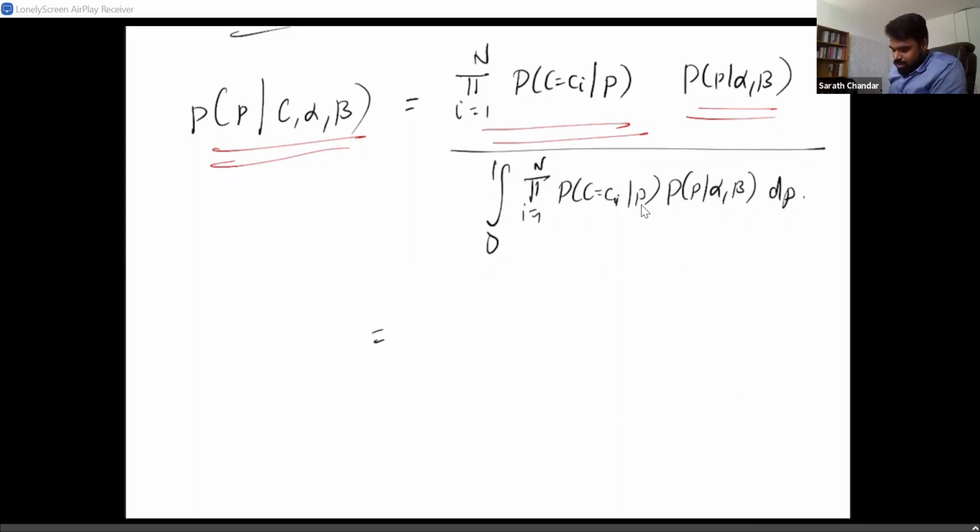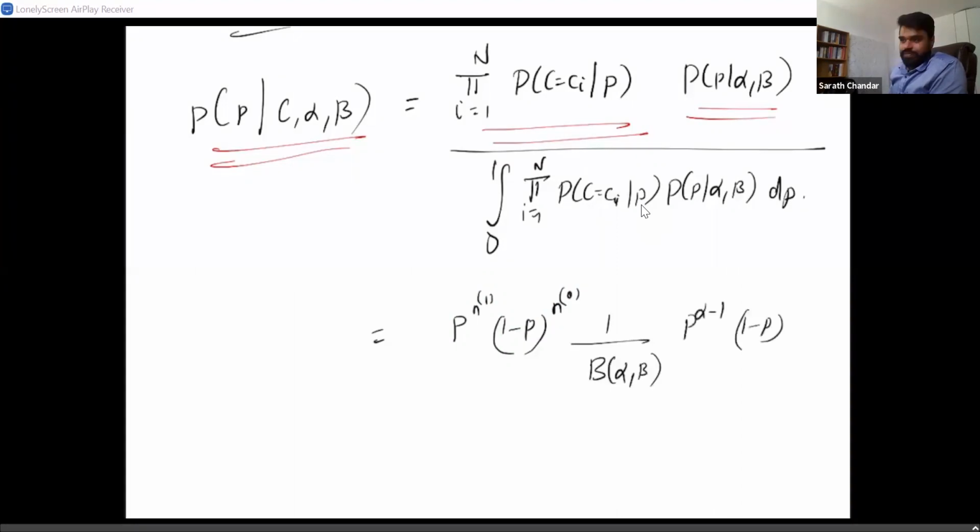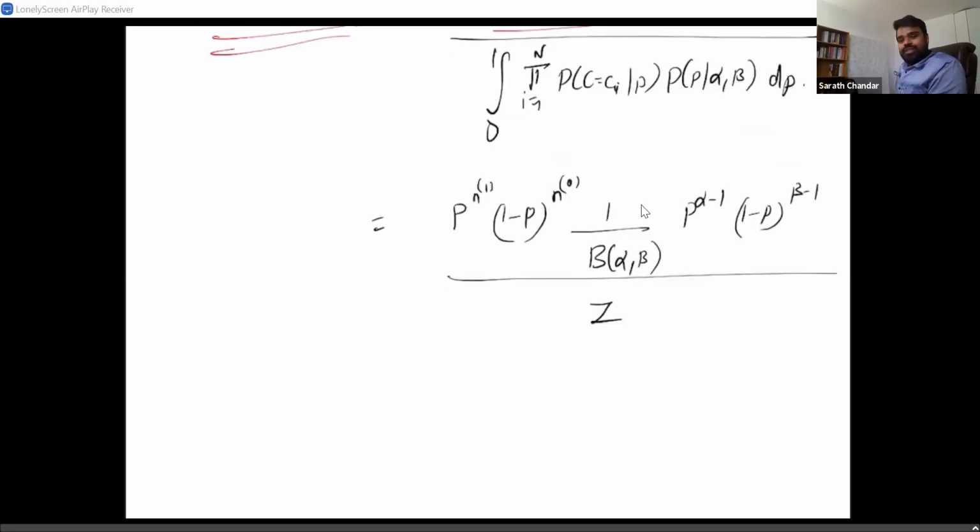Okay, so I'm just going to expand things here. Now this becomes P power N1, (1 minus P) power N0. So this is for the likelihood. Similarly, the prior is simply 1 over B of alpha beta, P power alpha minus 1, (1 minus P) power beta minus 1, right? Now, if you look at the denominator, this is just a normalization constant. So for now, let's not worry about computing this. Let's just call it Z, okay?